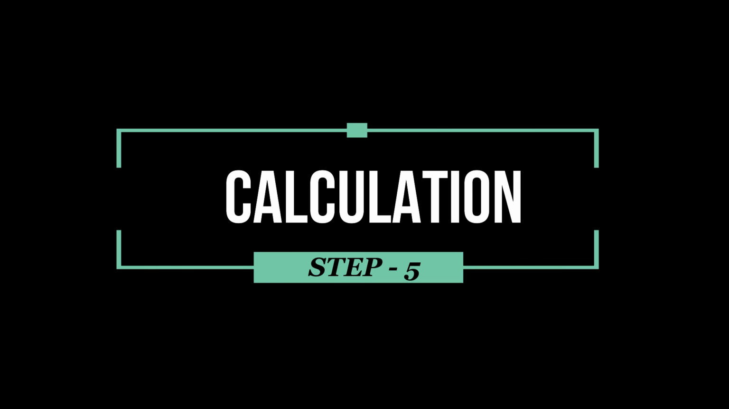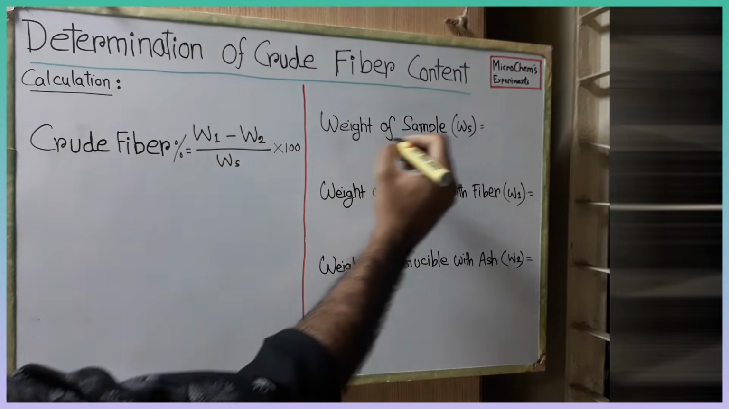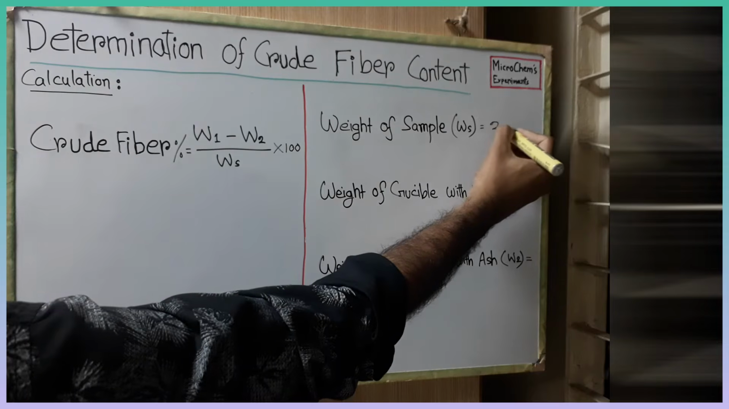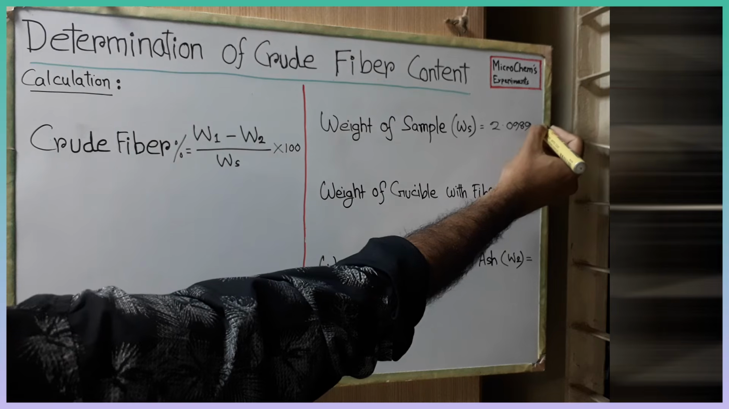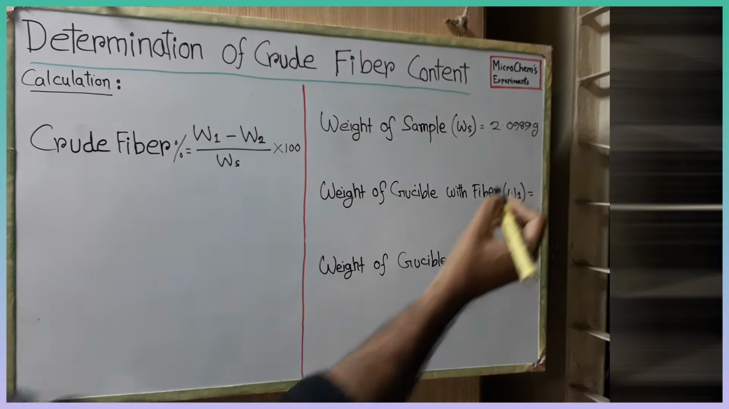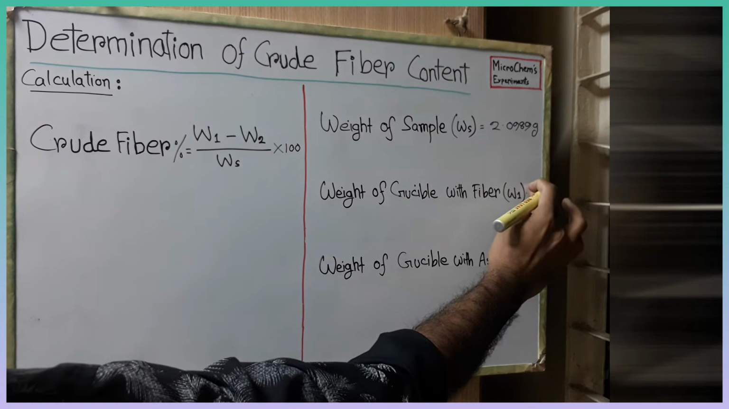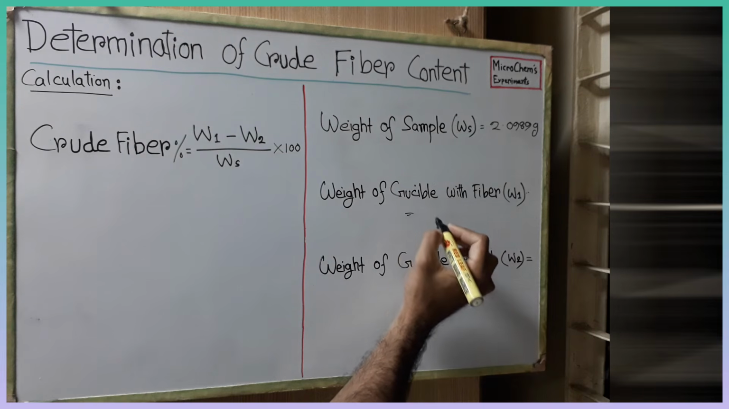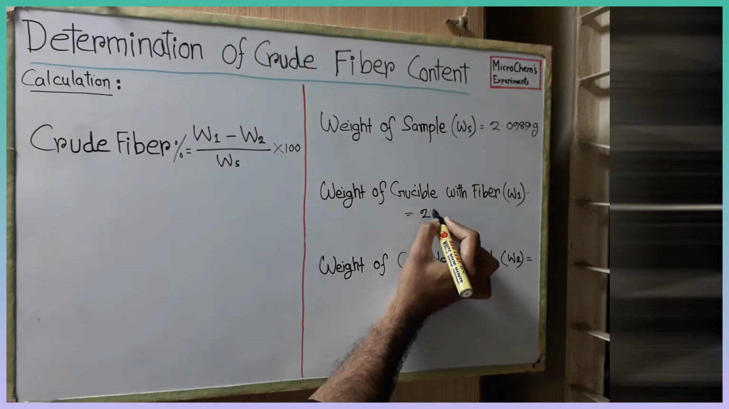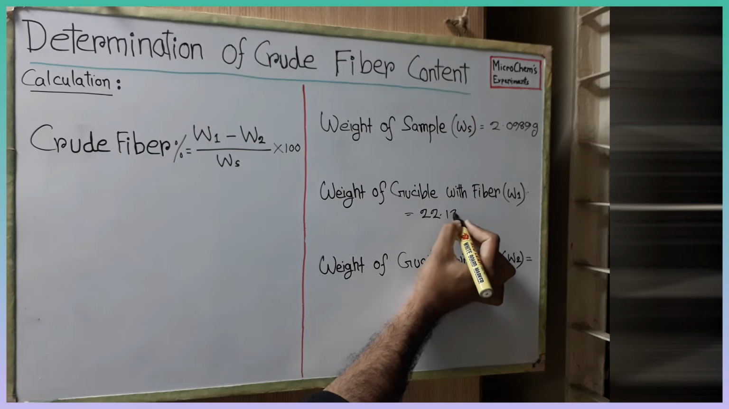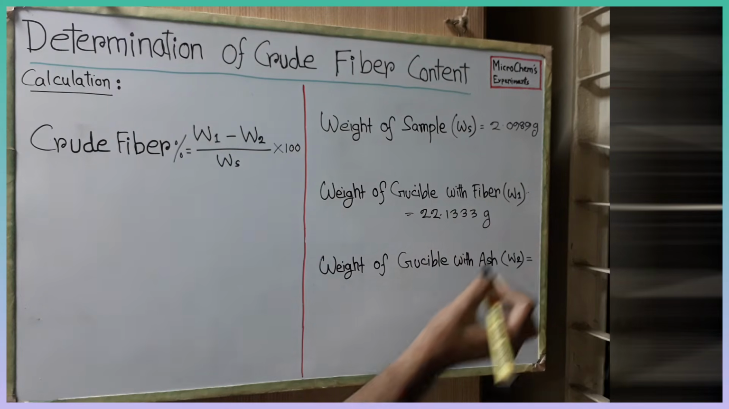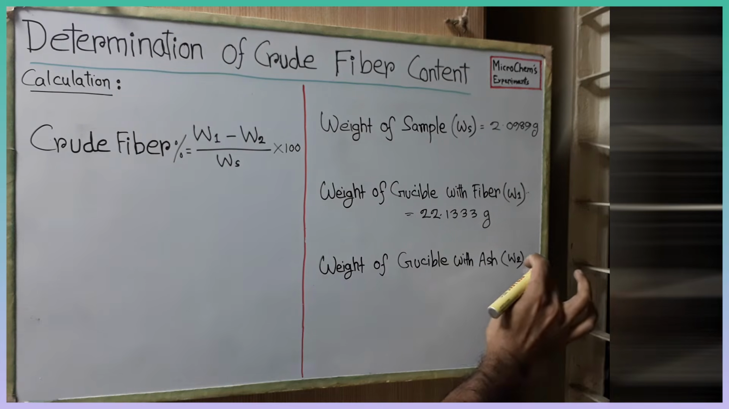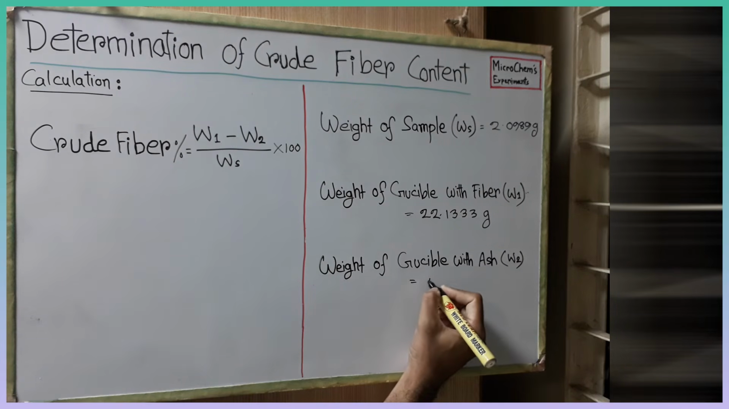Now we are in the final step. Before calculating the fiber content, we will put some values in the right side of the board. We took 2.0989 grams of sample for testing, that is why weight of sample WS is 2.0989 grams. We know the weight of crucible with fiber W1 from our note, which is 22.1333 grams. We also know the weight of crucible with ash W2 is 22.0816 grams.